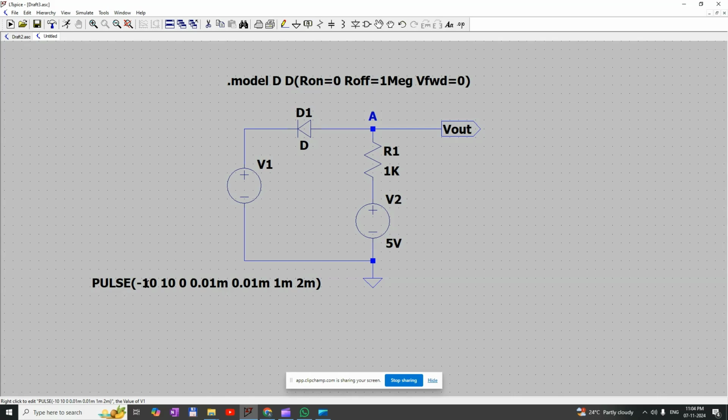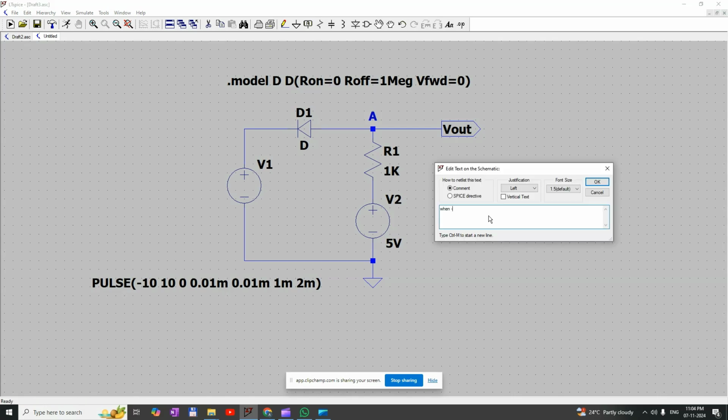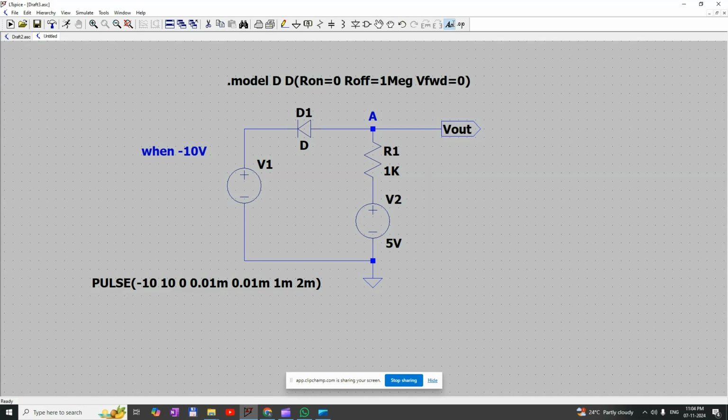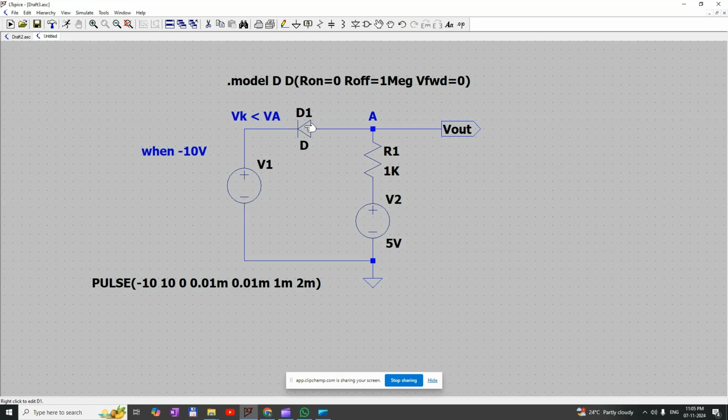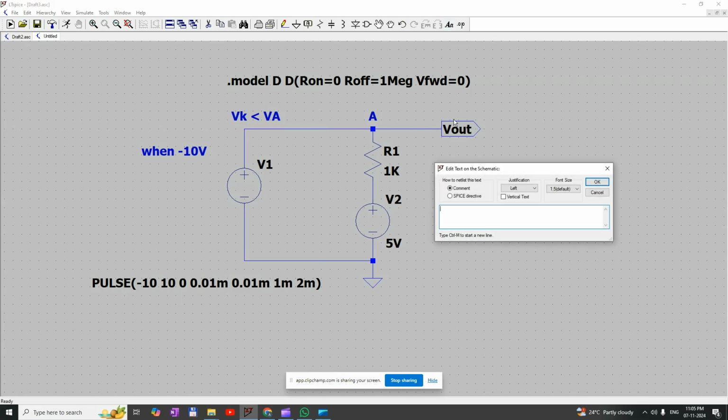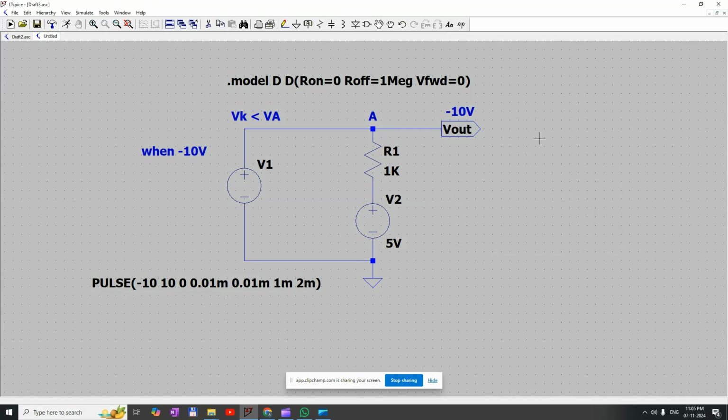Initially we are applying minus 10 volt. When it is minus 10 volt, the voltage at the cathode Vk of the diode is less compared to the voltage at the anode, so the anode side of D1 we are applying 5 volt. Now the cathode side is minus 10 volt, so the diode will conduct. Once the diode conducts, as we know it is an ideal diode, it will get short, and we will get minus 10 volt here at the output terminal.